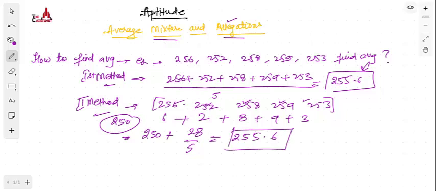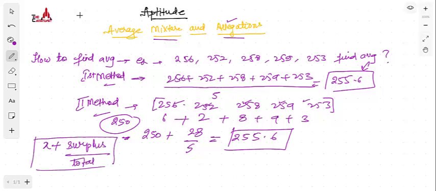Here, this is a method which you can write in the form x plus surplus divided by total. This is the x which you have taken. This is the surplus. Surplus means the excess amount, how much all these are greater than this. And then you have to divide this by the total numbers, 1, 2, 3, 4, 5 total numbers.